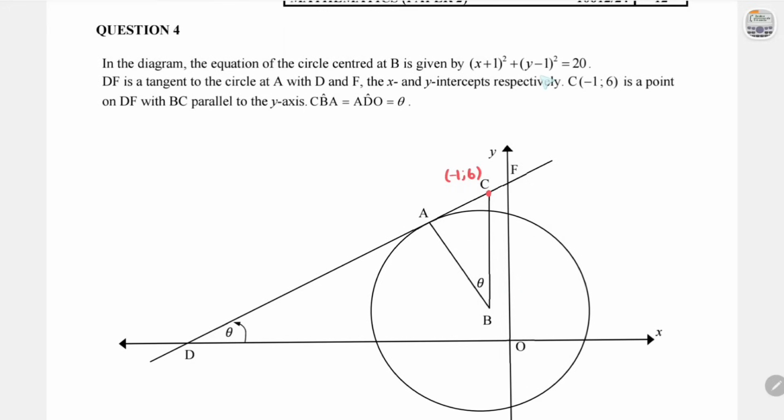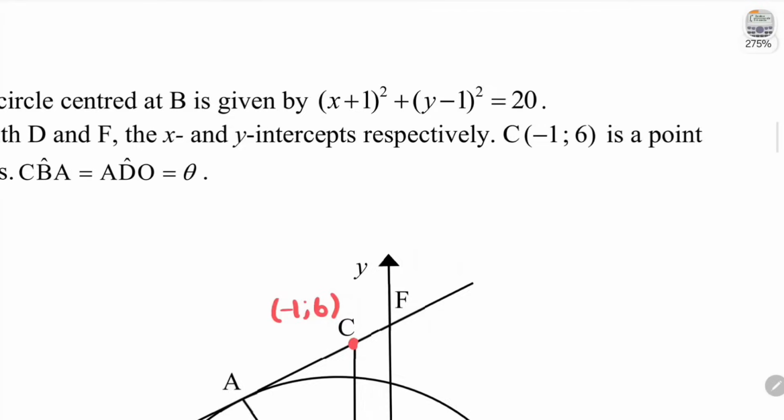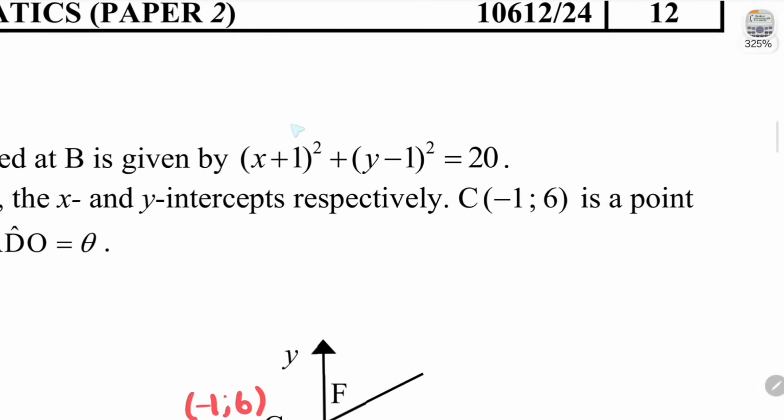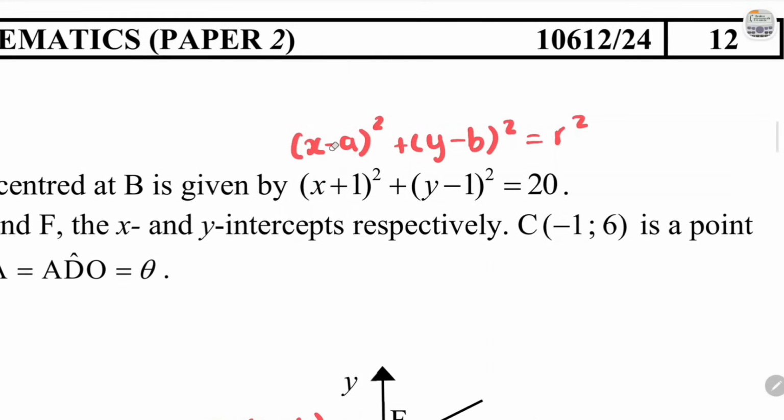Okay, so the first question is to write down the coordinates of B. We don't really have to overthink this part. They give us the equation, and they told us that B is the center of the circle. So this is in the standard form of the equation of a circle, which is x minus a all squared plus y minus b all squared is equal to r squared. So to put this as x minus a value, you're going to have to rewrite it as x minus negative 1 all squared. And then this is still y minus 1 all squared.